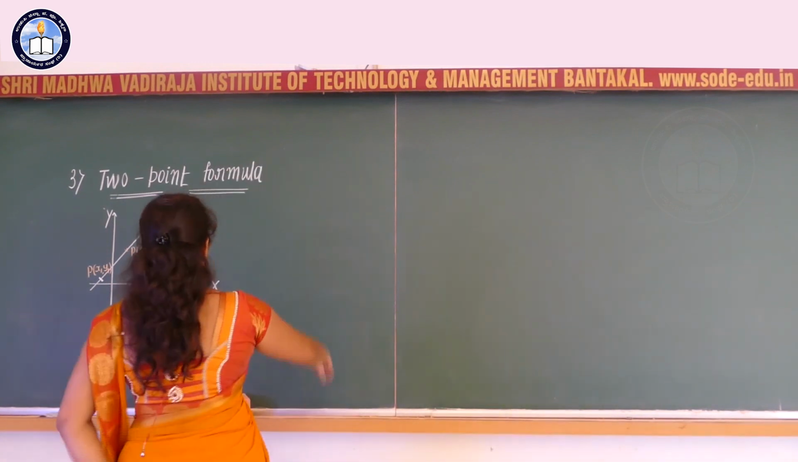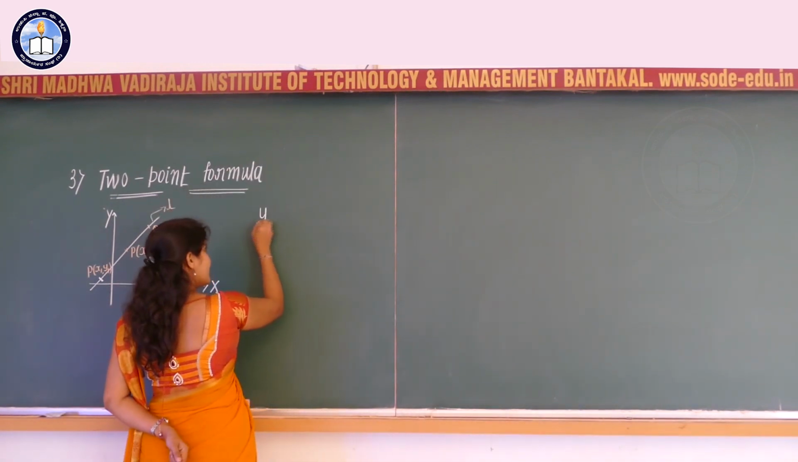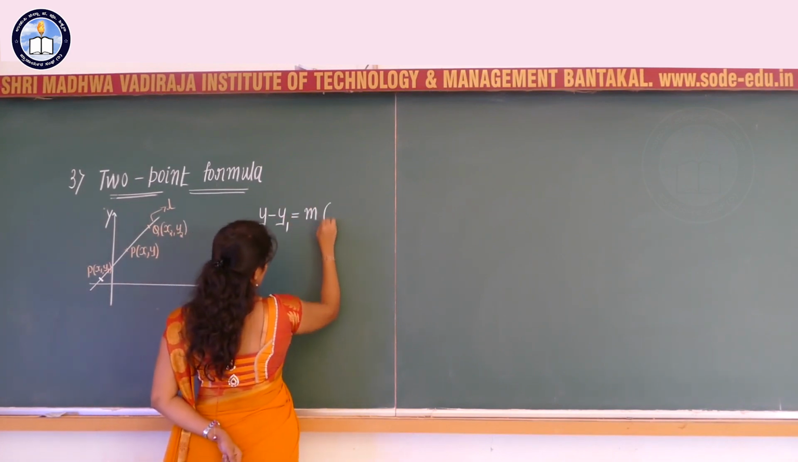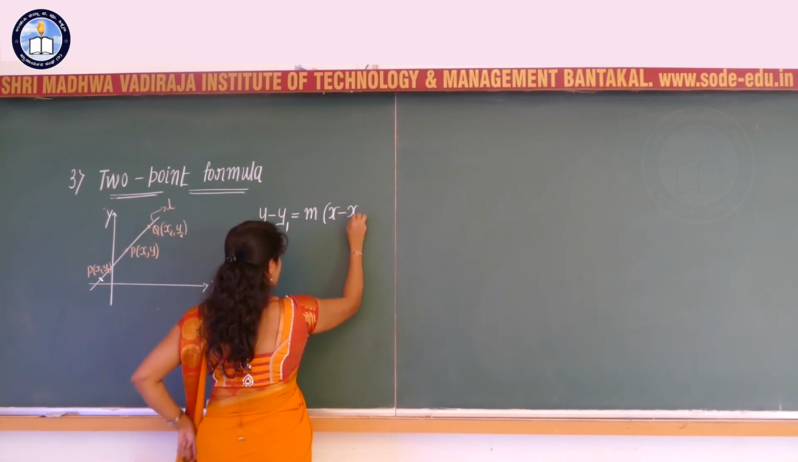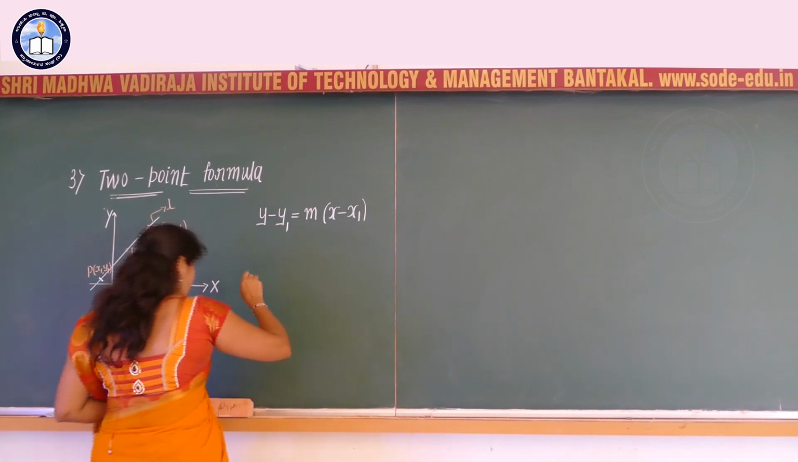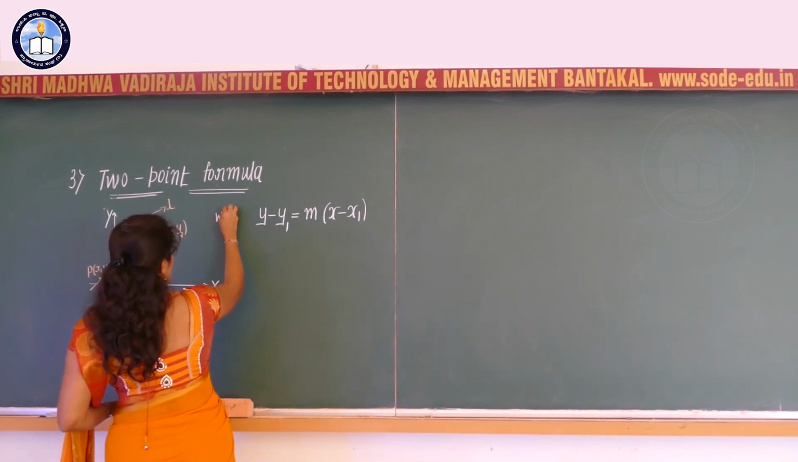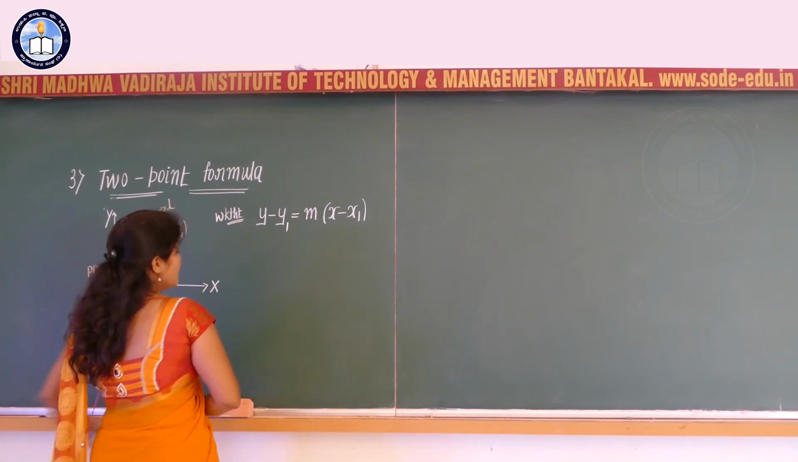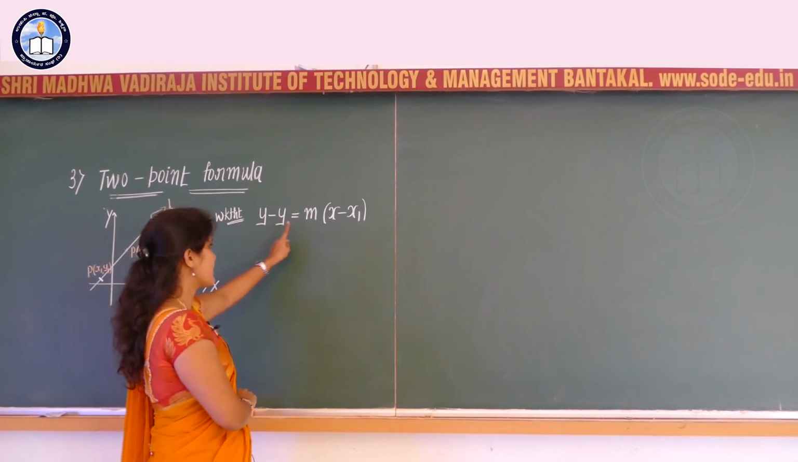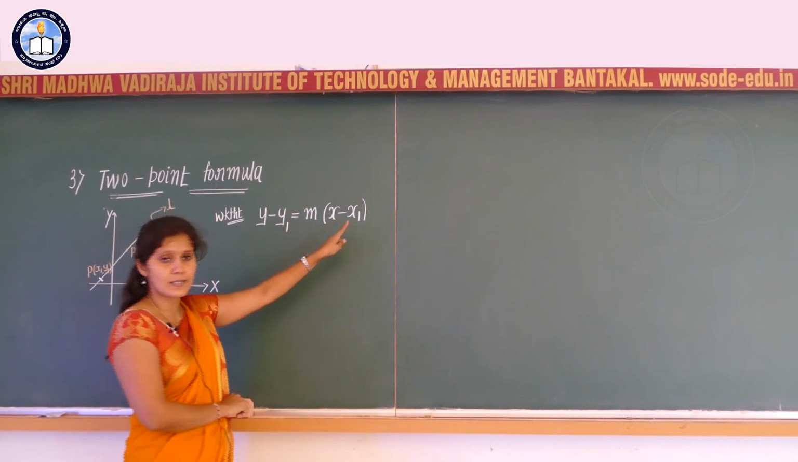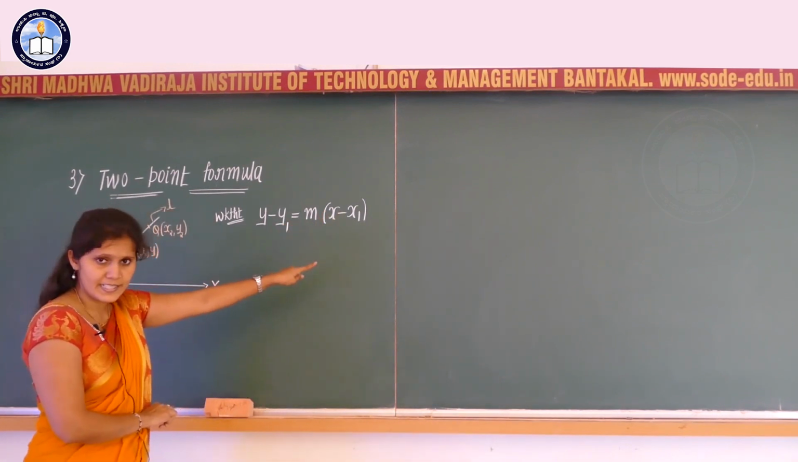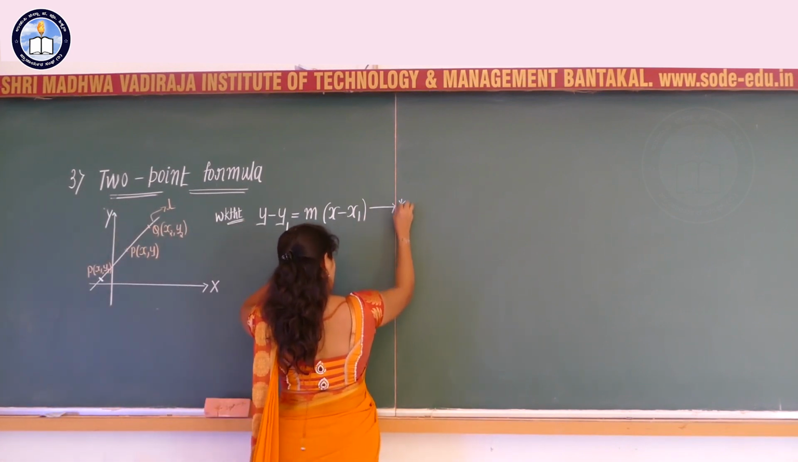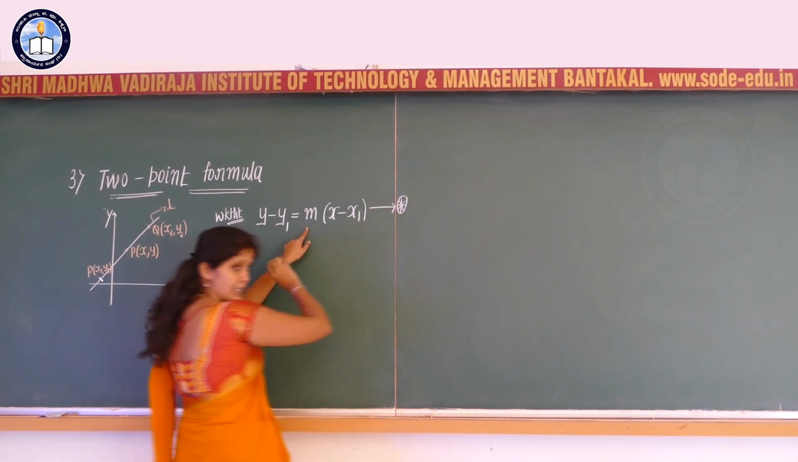What is meant by slope point formula? The slope point formula we can write as y minus y1 is equal to m into x minus x1. Clear? This is from the previous lesson. What is meant by m? m is nothing but the slope of the line, correct?